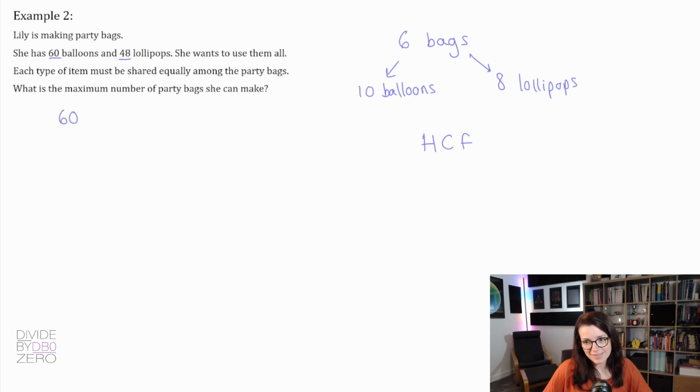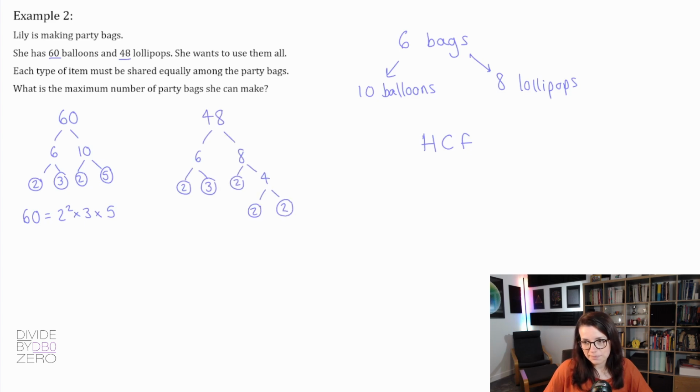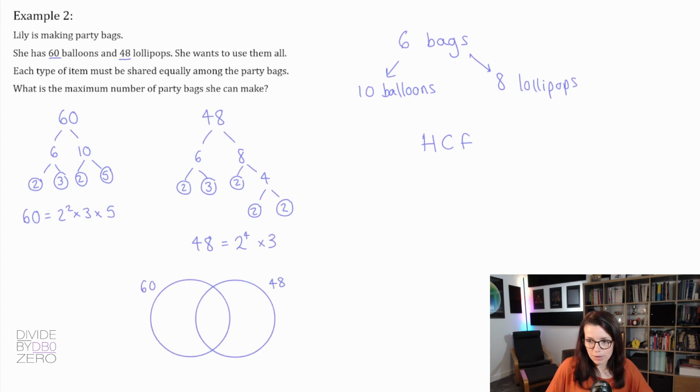So let's break 60 down into its prime factors. For example, 6 times 10, and then breaking that down further. So 60 equals 2 squared times 3 times 5. And then 48 can be split down as well, meaning 48 equals 2 to the power of 4 times 3. We can use our Venn diagram and sort out our factors. Both have at least 2 2's, so 2 squared in the middle, and then an extra 2 2's for 48. Both have a 3, and then 60 has an extra 5.